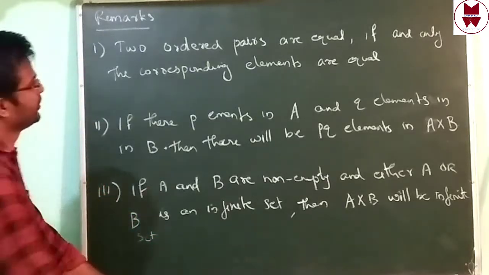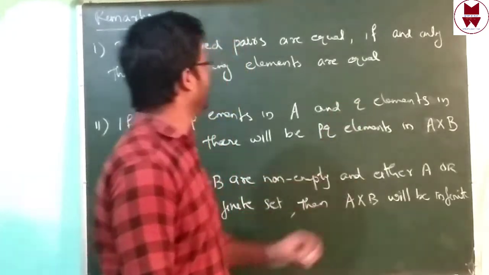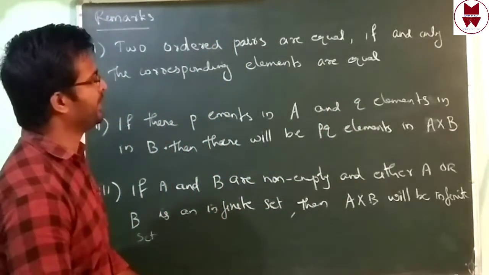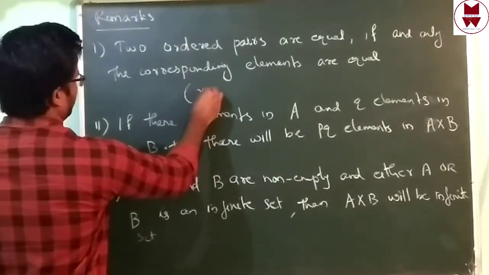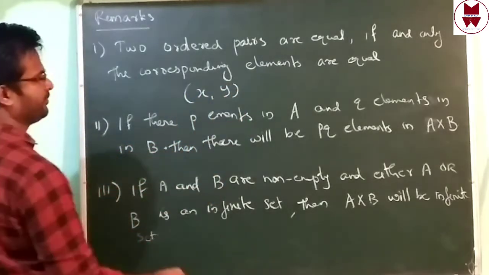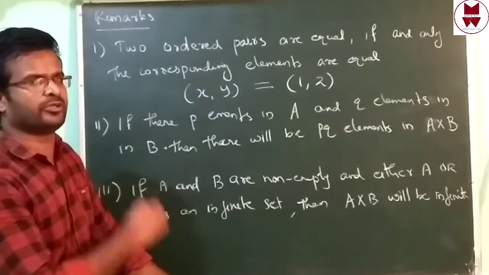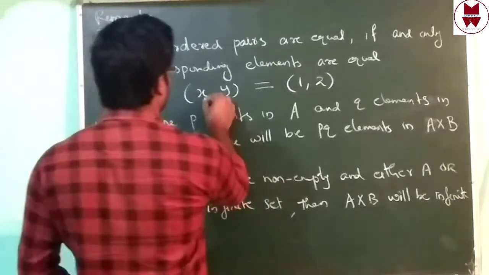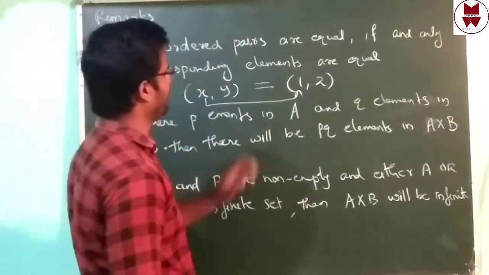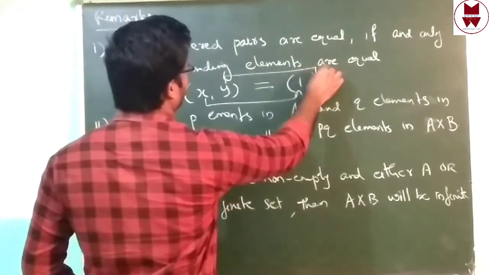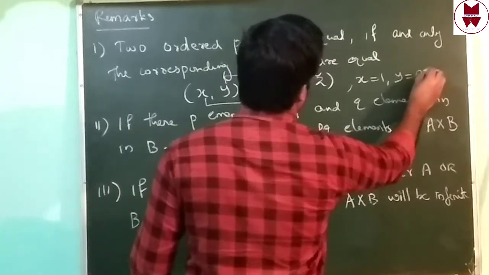First, two ordered pairs are equal if and only if the corresponding elements are equal. We can see two ordered pairs. First pair (x, y), then second pair is (1, 2). When will they be equal? They will be equal when the corresponding elements are equal. x will be 1, then y will be 2. We can write x equal to 1, y equal to 2.